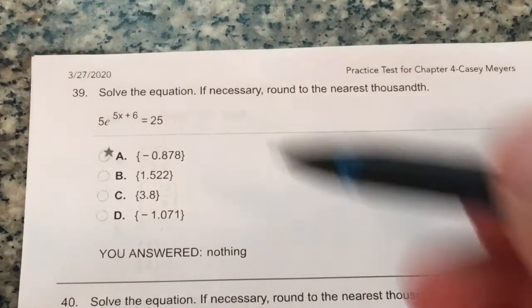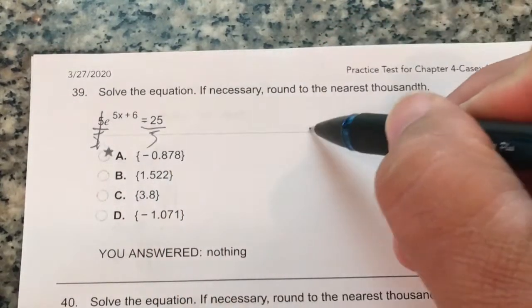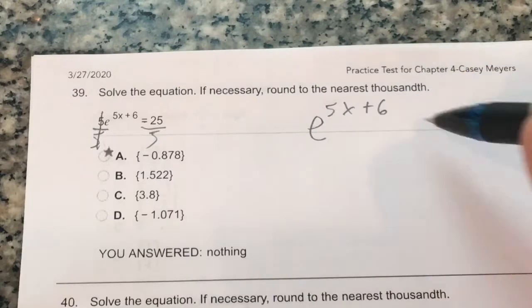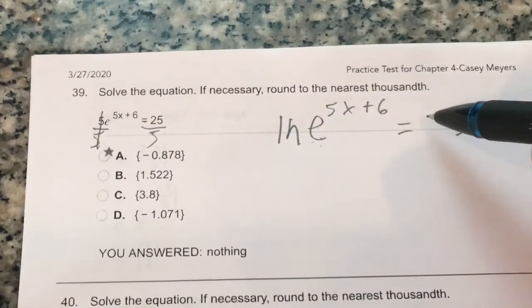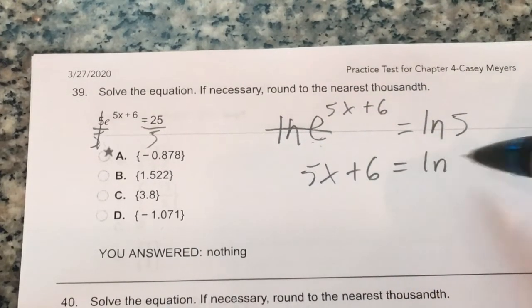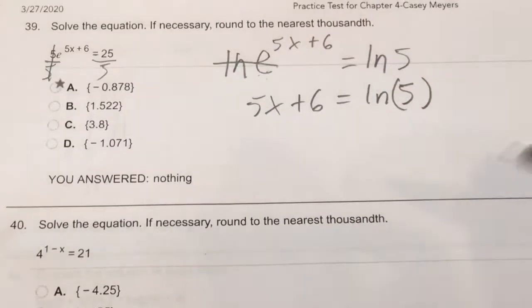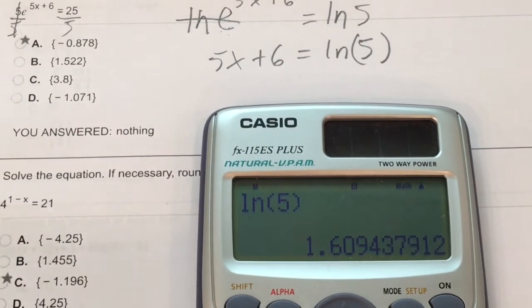Solve the equation. First thing I'm going to do is divide both sides by 5. That's going to give me e to the 5x plus 6 equals 5. Now I'm going to ln both sides to get rid of the e. When I ln the e, it cancels out. So that's going to give me 5x plus 6 equals ln of 5. I'm going to type in ln of 5. Hit equals. So this side is 1.6.